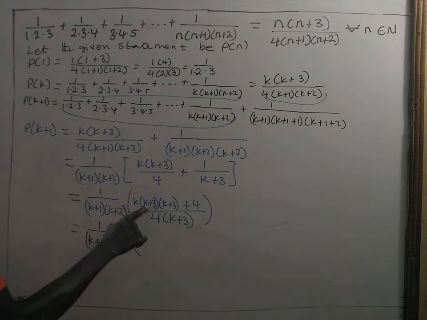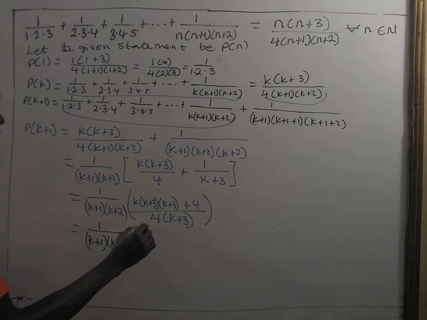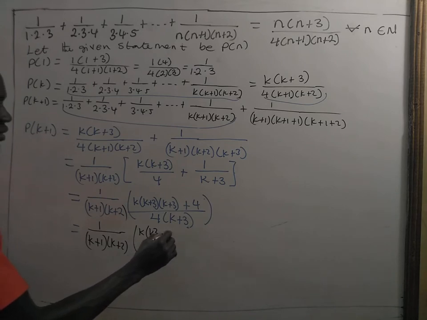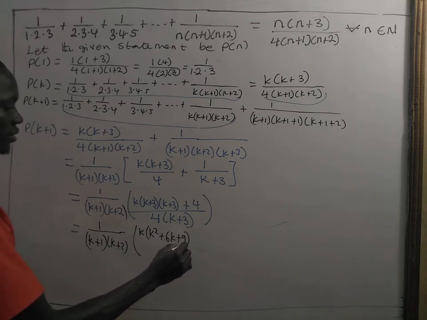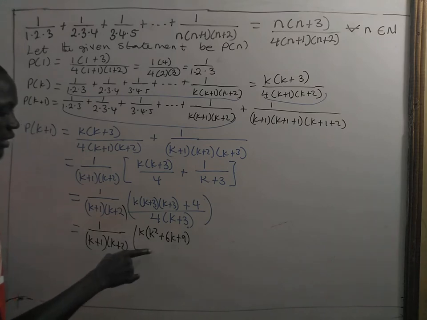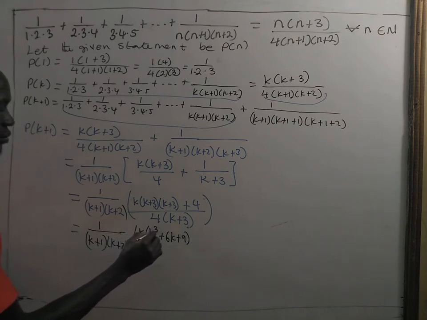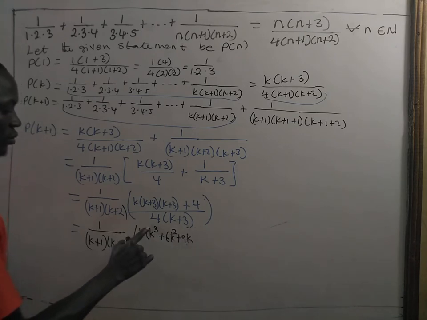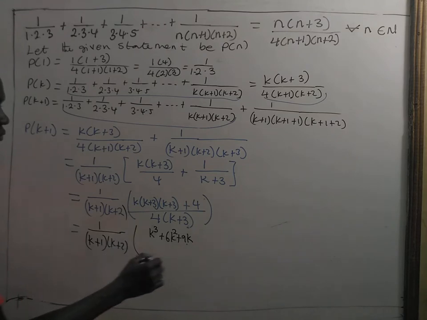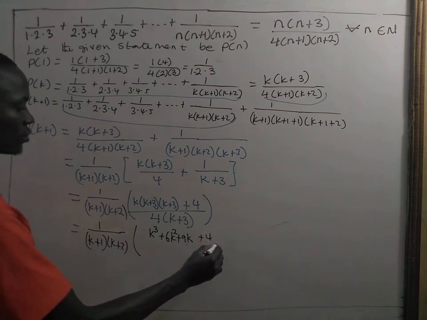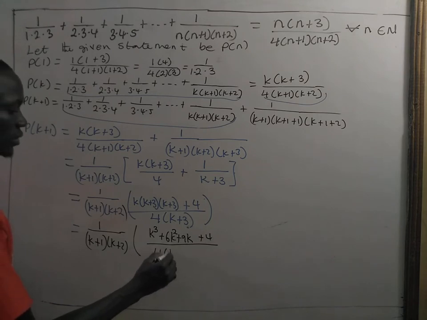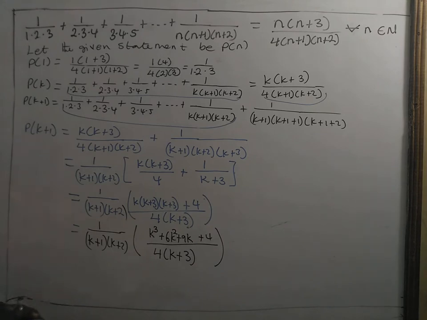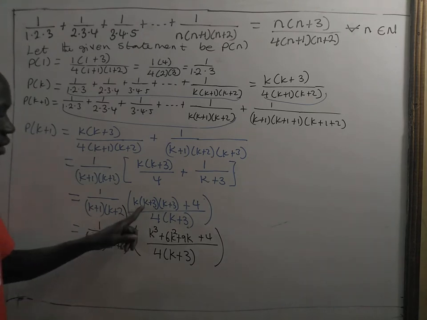times k into k squared plus 6k plus 9. So let's multiply the k there again to give me k cube and then 9k, so that it will save time, plus 4 all divided by 4 times k plus 3. Okay, this one will save time. That is, expand this.